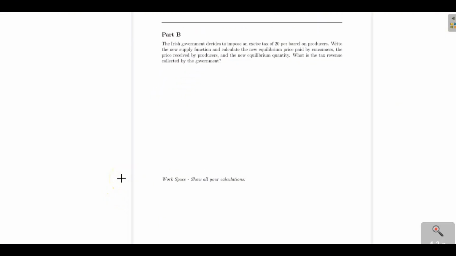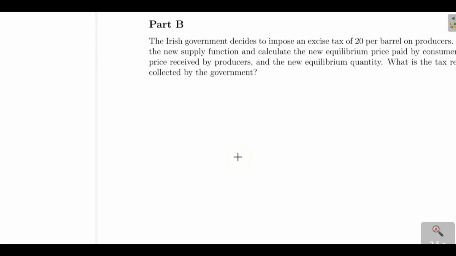So in this part, that is the part B, let me zoom in so that we can have a good view of what is happening.